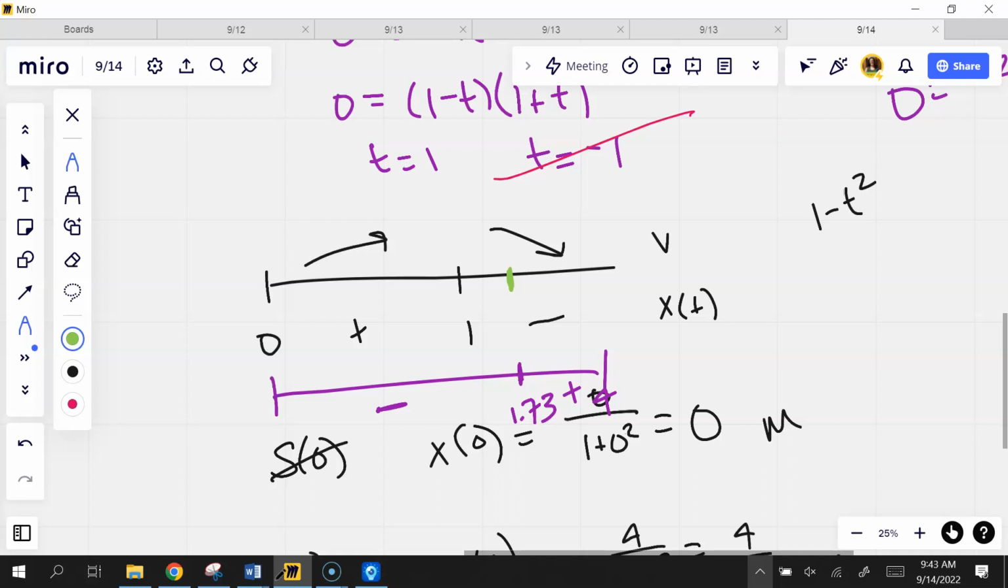So if this is 1.73, right, it looks like this is still negative here, and this is negative, positive, but I'm negative here. So both of them are negative. It looks like this little window right here. So speeding up from 1 to 1.73.